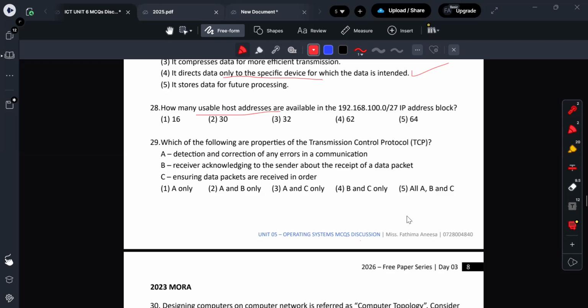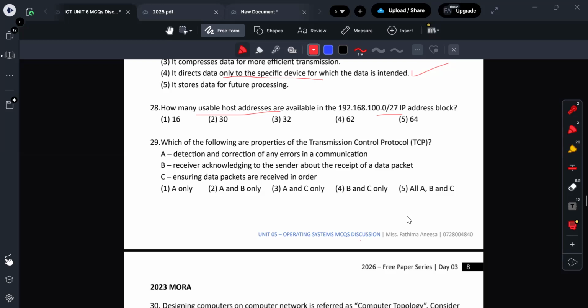So we'll go like this. Now, an IPv4 address has 32 bits, and the CIDR notation they are given is how much? 27 bits. So 27 bits are used for what? For the network portion. So if 27 is the network portion, how much is the host bits?